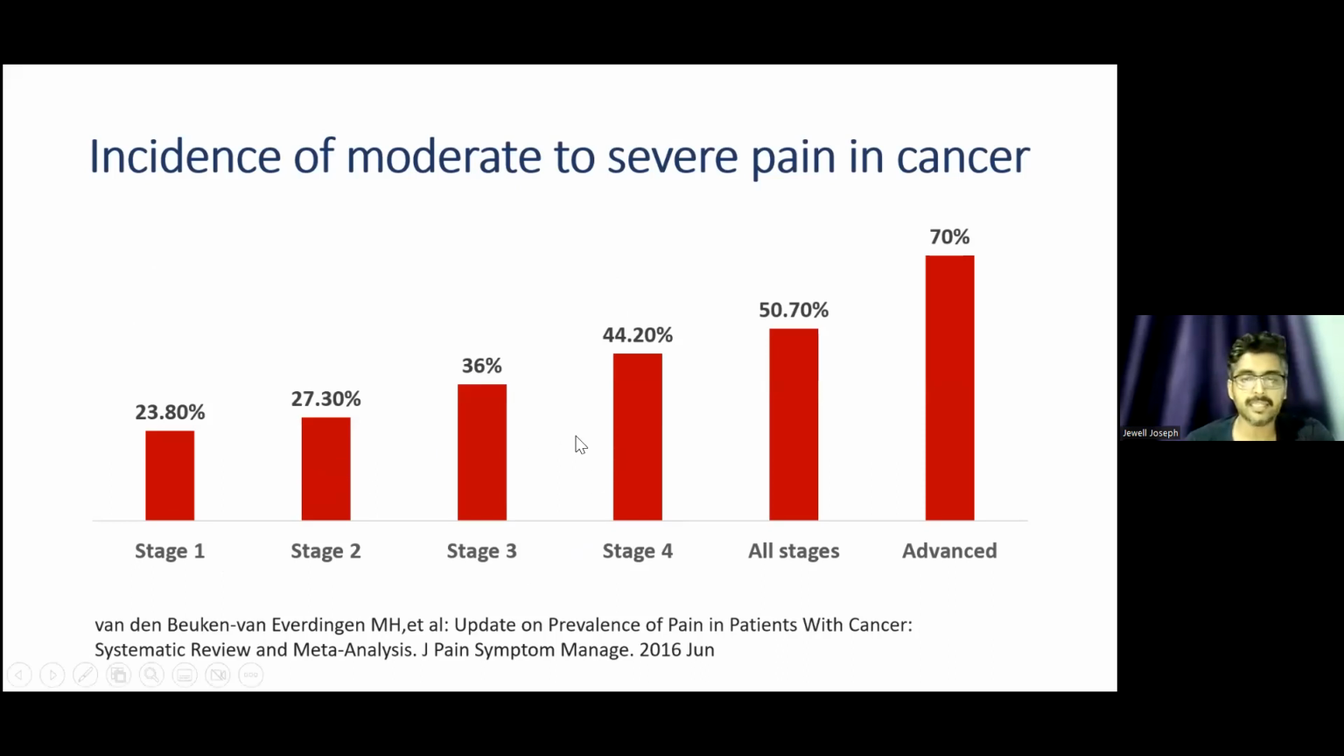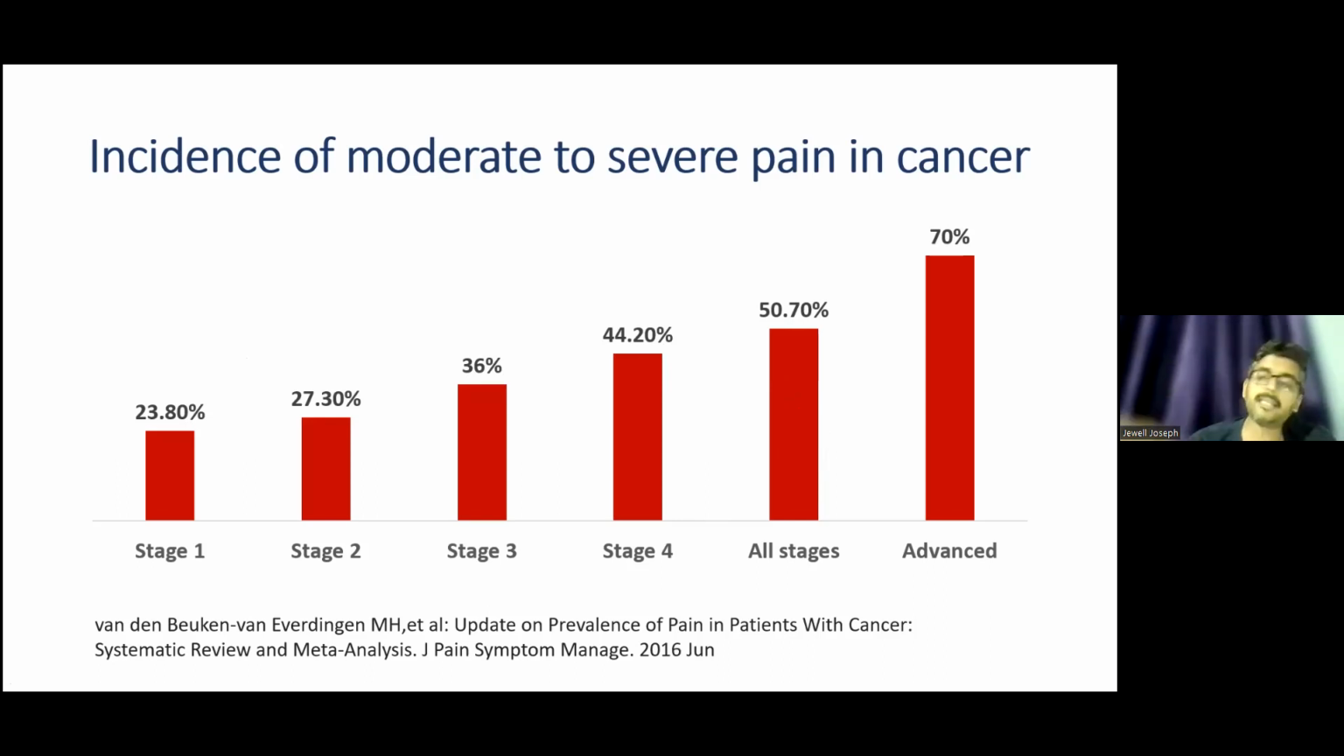Obviously, as the stage increases, the prevalence of cancer pain also increases. In our clinical practice, we often find that pain is most commonly the triggering factor for consultation, for the patient to come to the hospital. Starting from stage 1 with a prevalence of 23.8%, it goes up to 44.2% in stage 4. In all stages combined, around half the cancer patients suffer from cancer pain.